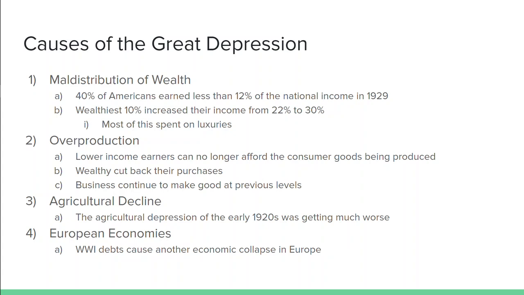You have the agricultural decline. The 1920s were not good for farming, and it just continued to get worse and worse and worse. And then you have to also look at Europe. By the time we get to the mid-1920s, Germany tries to make its first payment towards the cost of World War I. Their economy collapses almost overnight, and when their economy collapses, so does the rest of the European economy.